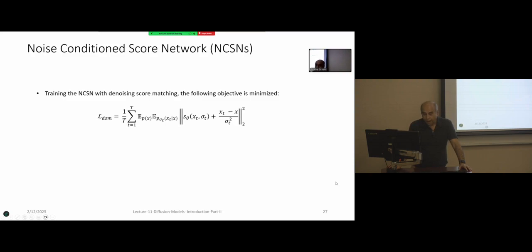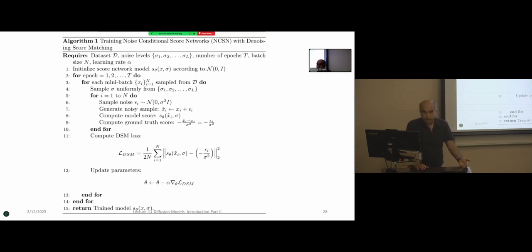Therefore, the objective function for score matching is that we are going to learn S theta. The network input is xt and sigma t, how much noise we add, and the ground truth is xt minus x upon sigma t squared. And this is the algorithm for training this network, okay?